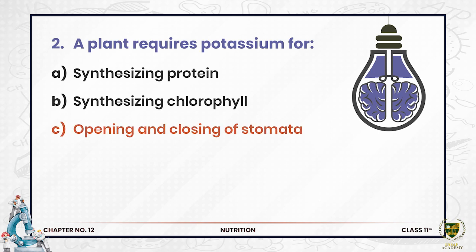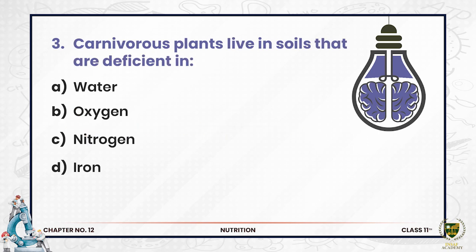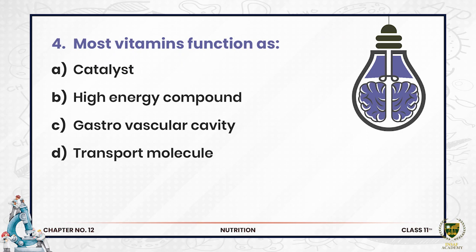MCQ number 3, it says, carnivorous plants live in the soils that are deficient in: alpha, water; beta, oxygen; Charlie, nitrogen; and delta, iron. So the correct answer is Charlie option, that is nitrogen. Number 4, most vitamins function as: alpha, catalyst; beta, high energy compound; Charlie, gastrovascular cavity; and delta, transport molecule. So the correct answer is most vitamins function as catalysts, alpha option.